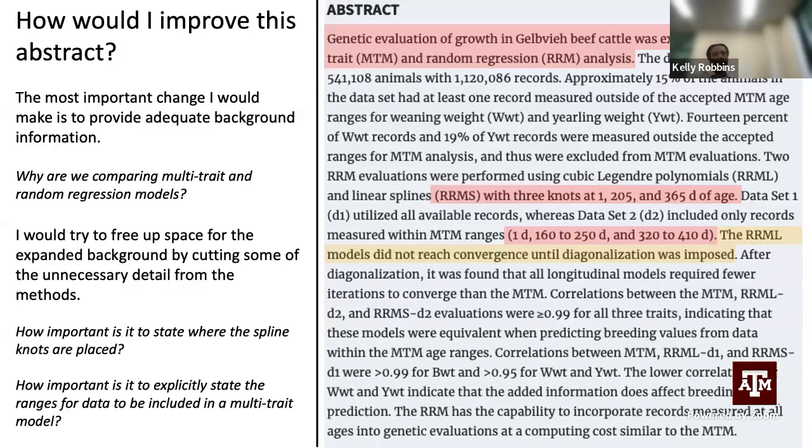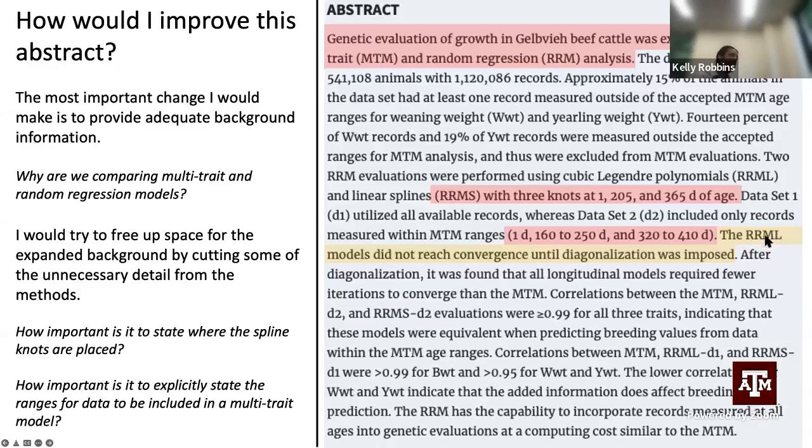It's completely unnecessary, right? So this would definitely go. And again, explicitly defining what the ranges for data to be included in the multi-trait model are, I don't think that's needed. I'm using up a lot of space here to list out these numbers, but the reader doesn't need to know that in the abstract. So that can go too.